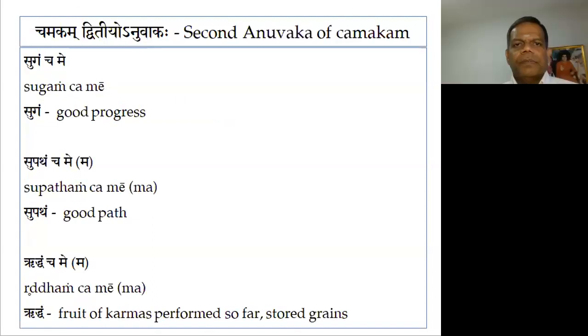So the next mantra is Sugam Chame. I think it should be simple. Sugam Chame means good progress. Su means good, gam means movement, progress. Gam is movement. Good movement means good progress. Whatever we have made, let that progress also be beneficial. Sugam Chame kalpatam.